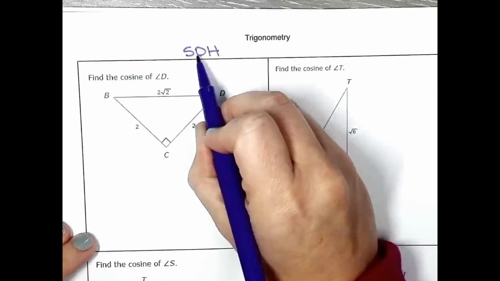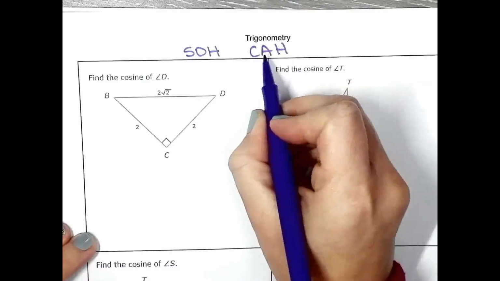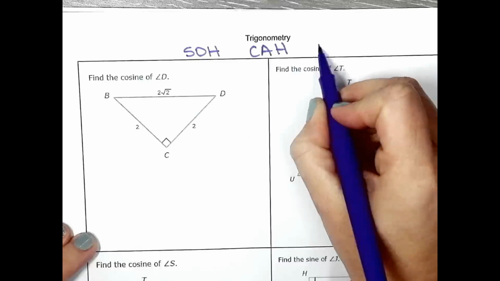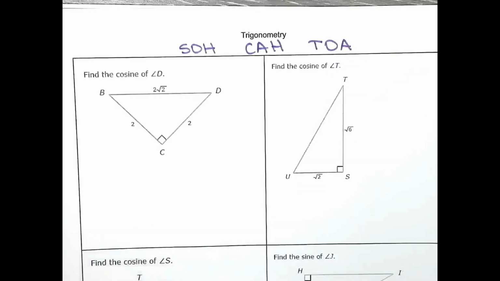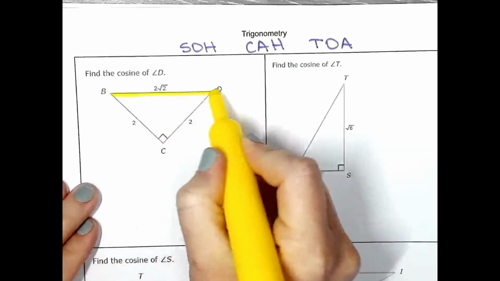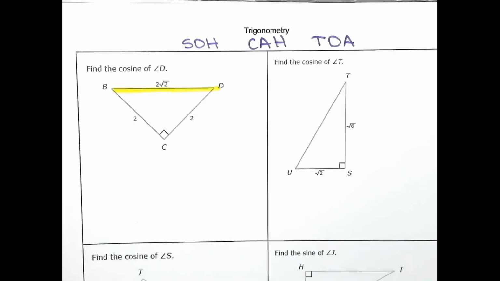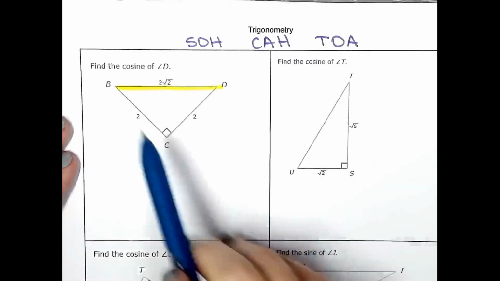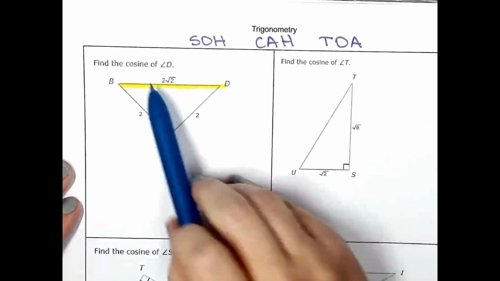So sine is opposite over hypotenuse. Cosine is adjacent over hypotenuse, and tangent is opposite over adjacent. And you know by now, I will always start out by highlighting the hypotenuse. Some people struggle finding the hypotenuse, but it's okay. That's why I like to highlight it. The hypotenuse will always be the hypotenuse. It doesn't matter if the reference angle changes. Okay, so here we go.